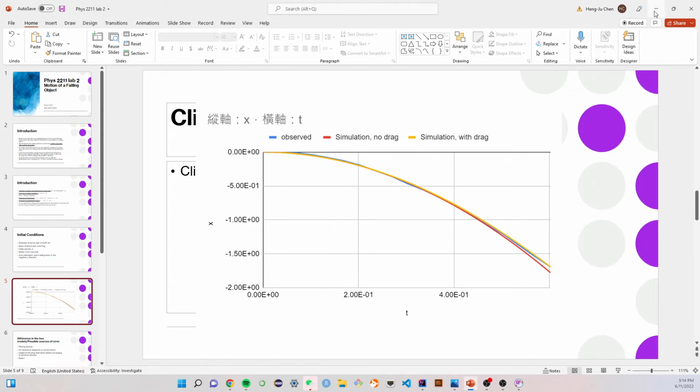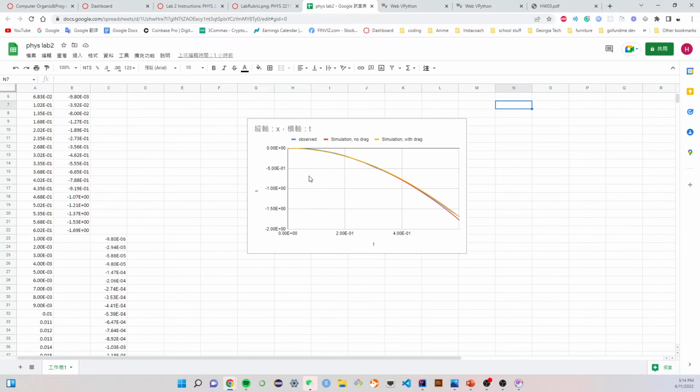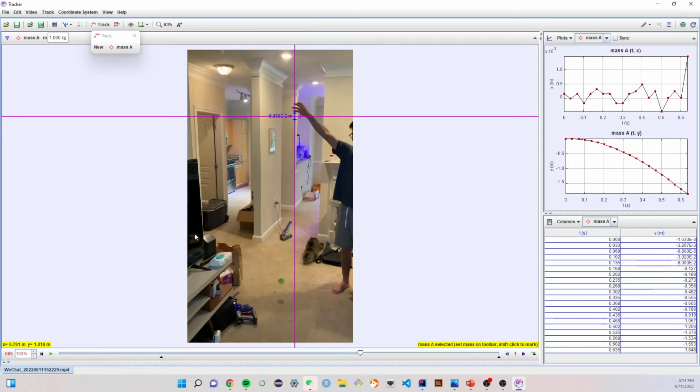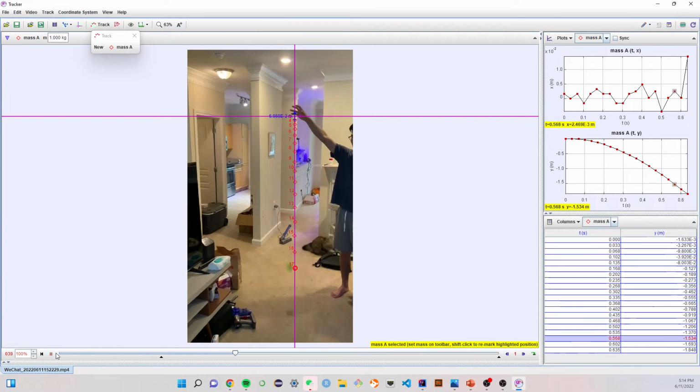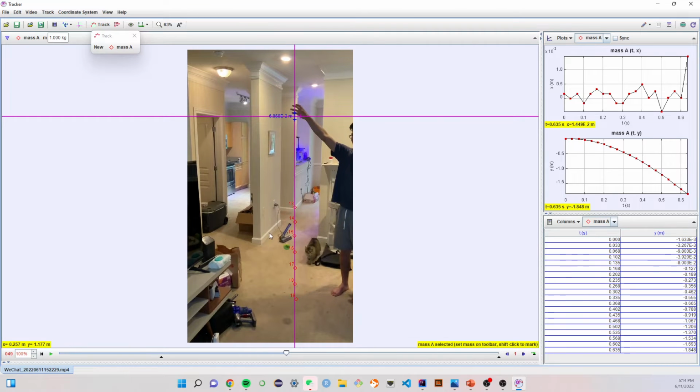This is the graph that I've generated based on the tracker data, which is the observed simulation, without drag force, and the second simulation that puts drag force into consideration. So here we have my tracker. As you can see, I'm just letting the tennis ball drop in free fall. And this will be our system, which is simply the ball and the earth. And everything else around here could be seen as the surroundings, including myself and the cat, since it doesn't play into the experiment or affect the ball in any way.